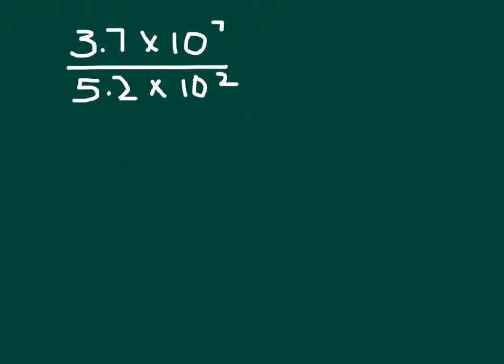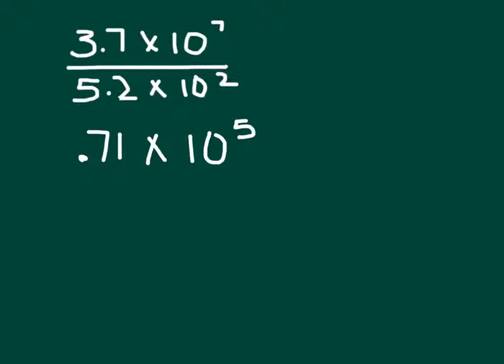3.7 times 10 to the 7th divided by 5.2 times 10 to the 2nd. All right, remember, number by number, power by power. So we go 3.7 divided by 5.2, and we get 0.71 times 10 to the 7 minus 2, and 7 minus 2 is 5.